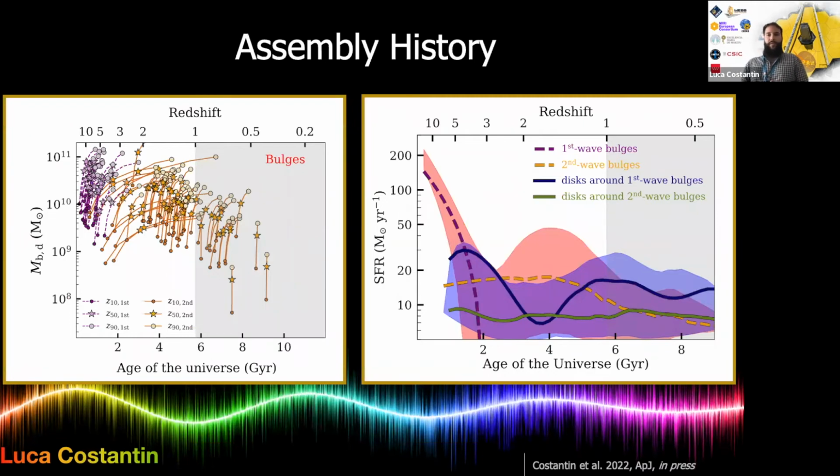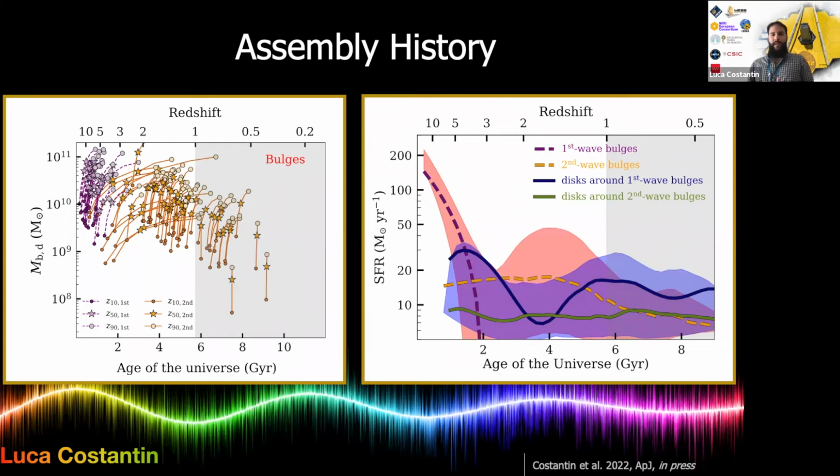Here, I'm showing both the mass assembly history on the left and the star formation history on the right of our bulges, dividing them into first wave in purple colors and second wave in orange colors. The plot on the left is telling us at which rate bulges are assembling their mass, and symbols go from smaller to bigger, defining when a bulge accretes 10 to 90% of its mass. So the tracks go from left to right as the age of the universe increases.